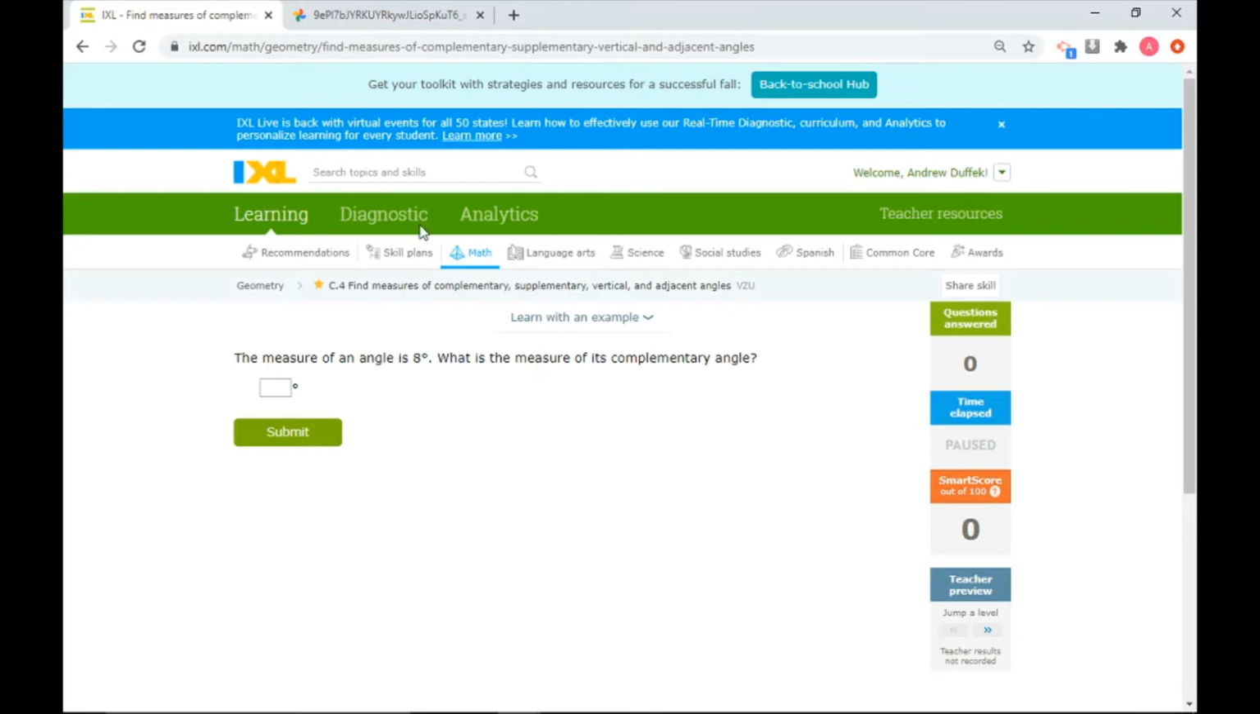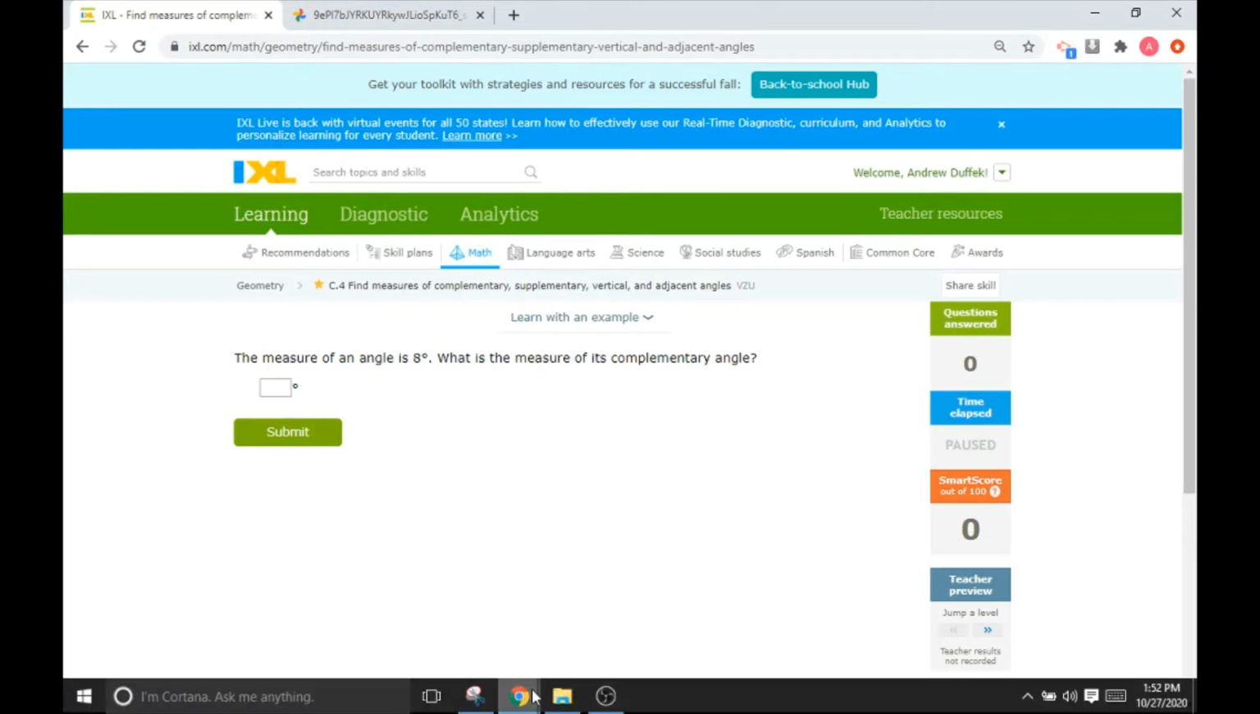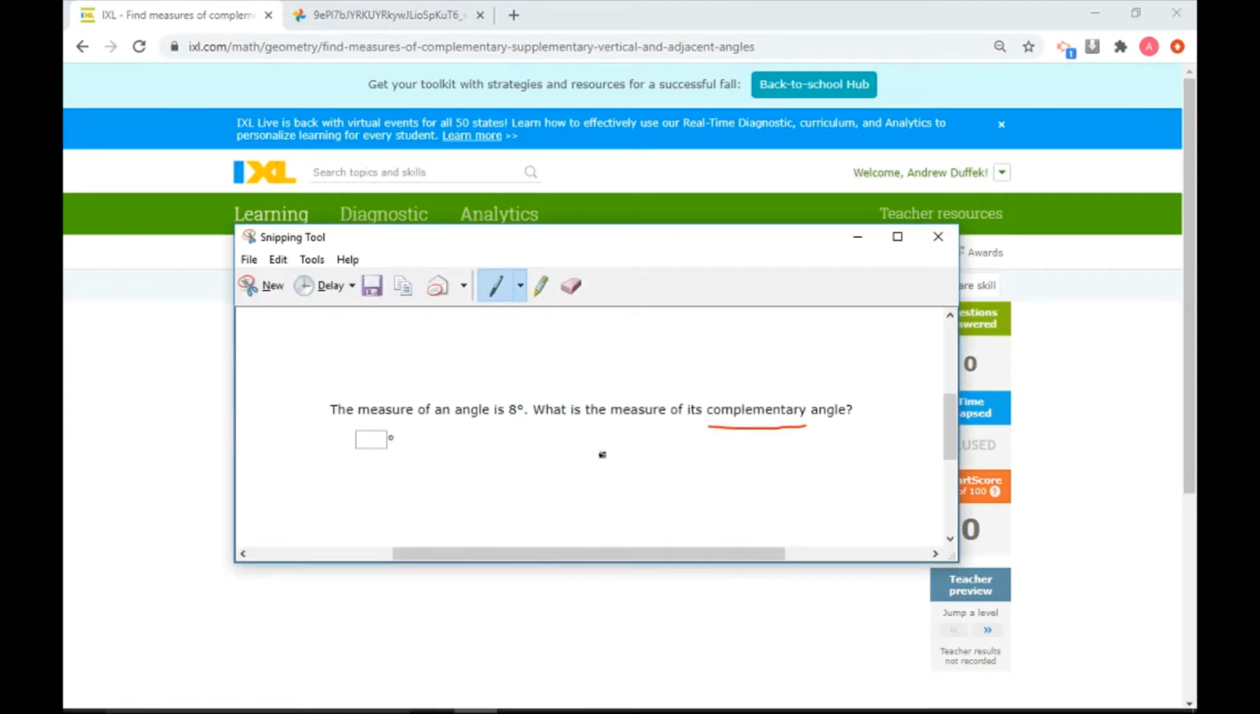So how we do this is we know 8 is one of our angles, and it wants to know what the other angle is that's going to help you add up to 90. So basic algebra problem, just go 8 degrees plus our missing complementary angle, we'll just do an arbitrary x, equals 90 degrees. So what is the measure of its complementary angle? What's the measure of x? What plus 8 equals 90?